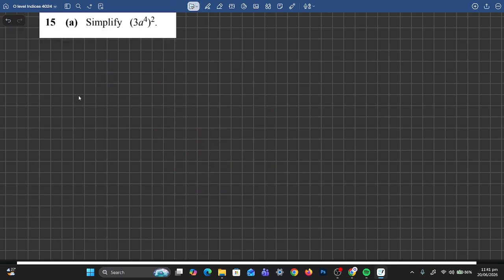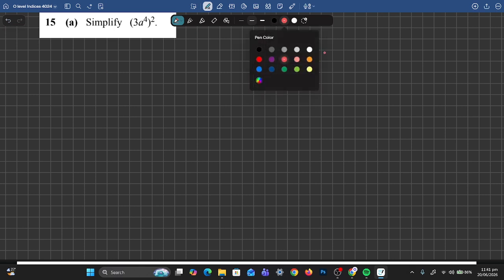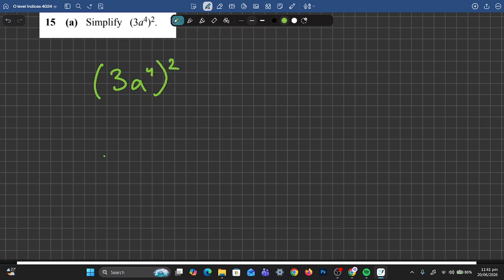Now let's check out another example, which says (3a to the power 4) whole to the power square. So this will become 3 square into a to the power 4 into 2. The outer power is multiplied by the inner power. So now 3 square is 9, and a to the power 4 into 2 is 8. So this is our final answer.